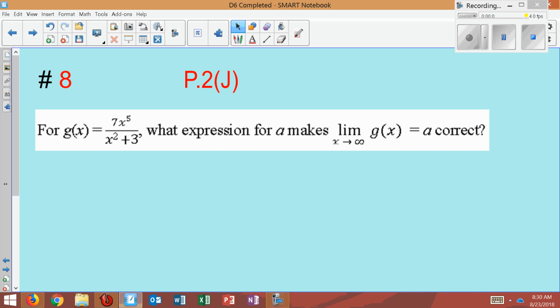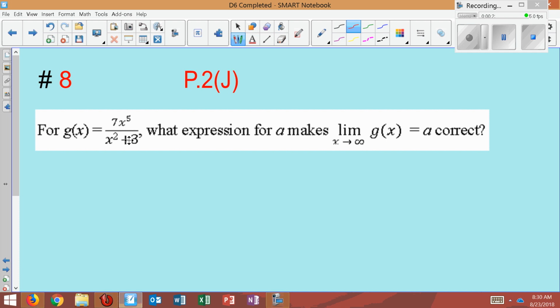Number 8, for g of x equals 7x to the fifth over x squared plus 3, what expression for a makes the limit of x approaching infinity, g of x equals a, correct? Okay, so without a calculator, you can kind of figure this out just because as x goes to infinity, as this gets really, really large, this plus 3 really won't matter.